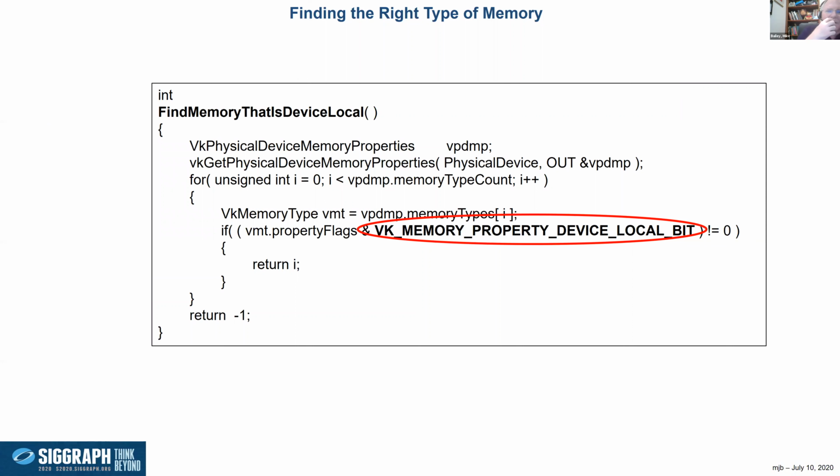There is the second kind of memory that's device local. We'll need that when we do textures. And here's how you do that. Again, all it is is a different bit pattern to AND with.